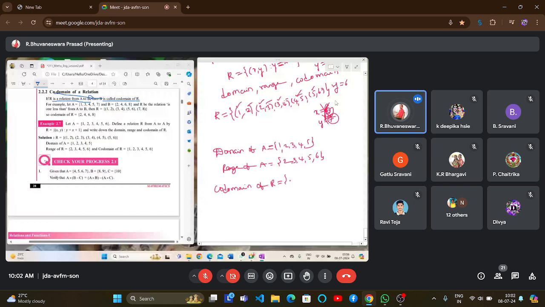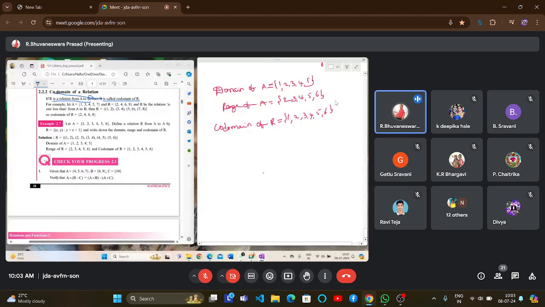So from set A we are taking the codomain: 1, 2, 3, 4, 5, 6. This is the codomain. Okay, so this set I will express in a diagram. One relation, that is an R relation, with domain A and codomain A. Look, one relation R from A to A. So this is the domain, this is the codomain.